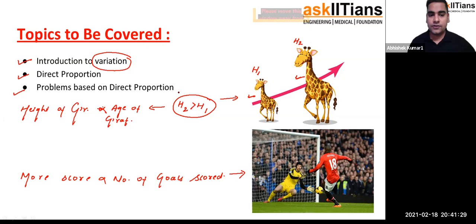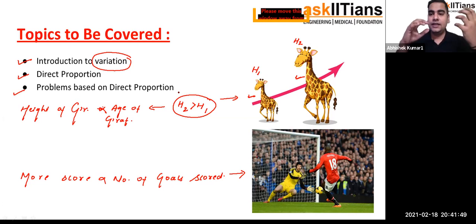If you look at both situations, what are we observing? We observe that when one of the quantities is changing, the other quantity is also getting affected. And it is not necessary that the other quantity will always increase. Let's say one of the values is changing, then it is not necessary that the other value will also change.